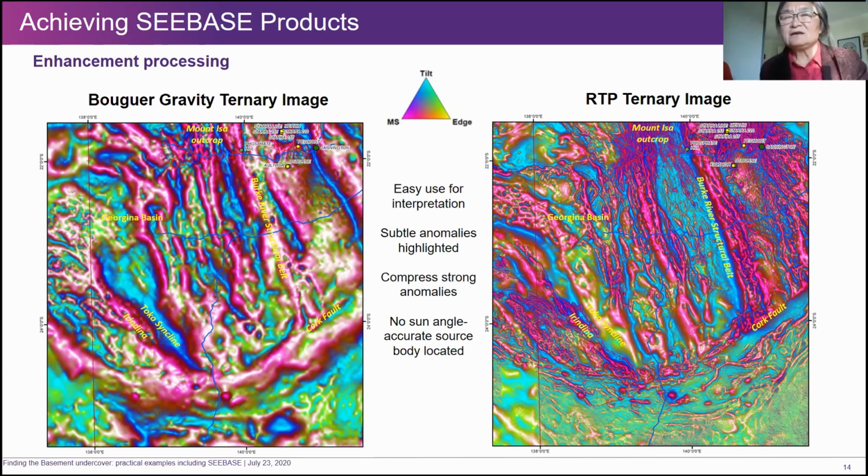Through this, you can easily use the information to do the interpretation. The subtle anomalies have been highlighted, and this image also comprises the very strong magnetic anomalies. Another advantage of this type of enhancement is there is no sun angle, so the source body will be better presented and will not be distorted or give the wrong location.